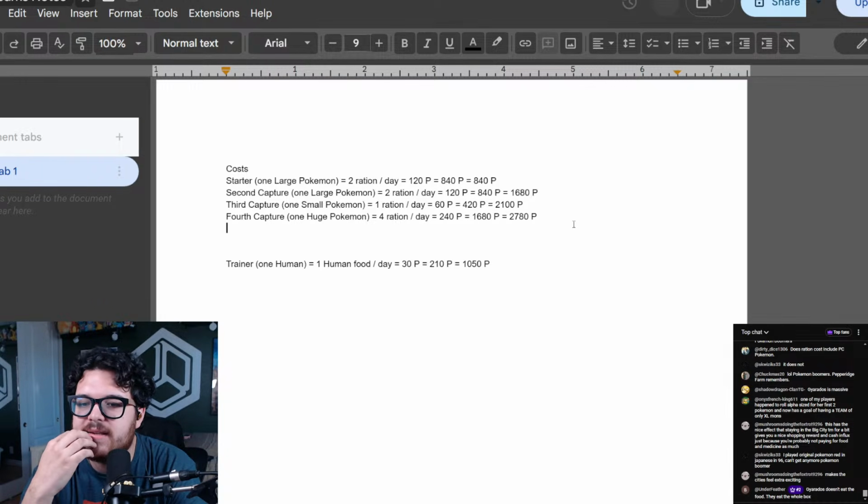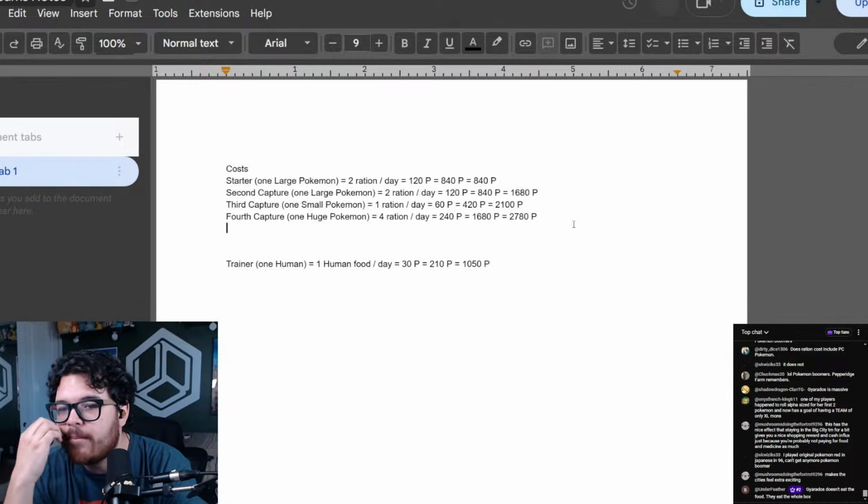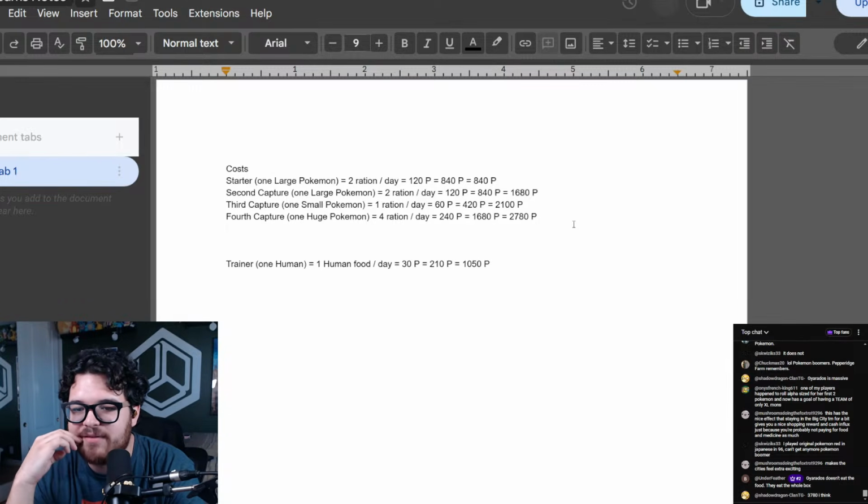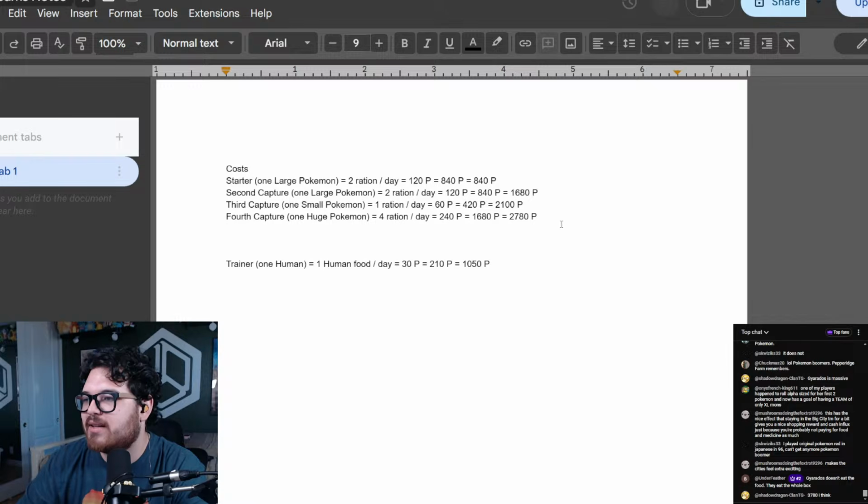Staying in the big city, TM for a bit, gives you a nice shopping reward, cash influx. You're probably not paying for food. Yeah. Played original Pokemon Red in Japanese in 96. Can't play. I can't get any more Pokemon, Boomer. Makes cities feel exciting. Gyarados doesn't eat food. They eat the whole box. That's true. 37. You're right. Wait. Yeah, you're right. 37.